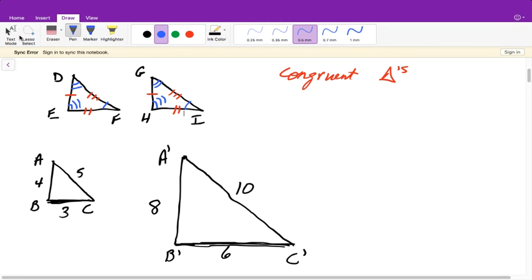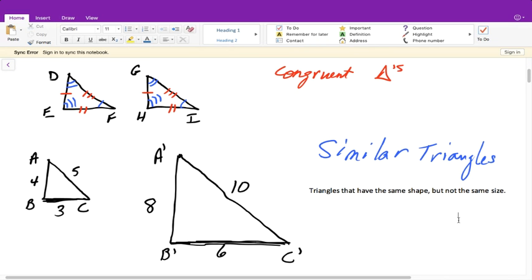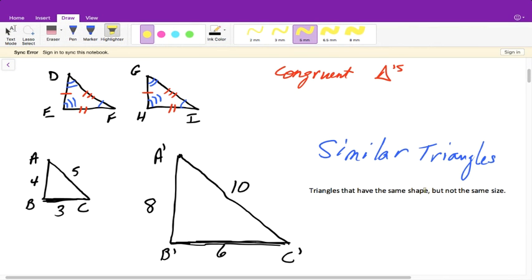Right now, when we are talking about similar triangles, right? Similar triangles are triangles that have the same shape, but not the same size. So one is either smaller or larger than the other, right? But if you notice, these two triangles here, they look like they're the exact same shape to me, like they are very similar. But you notice that these are not the same sides. This 3 became a 6, this 4 became an 8, and this 5 became a 10.